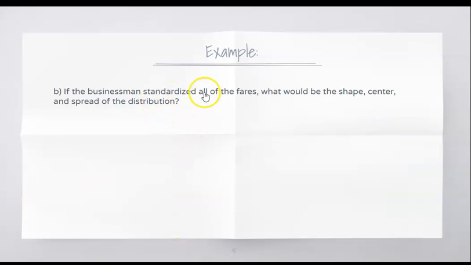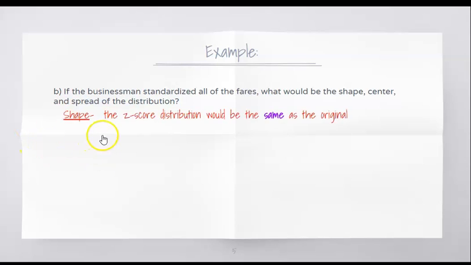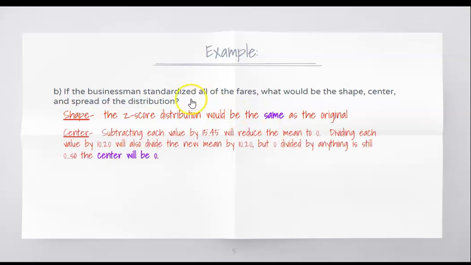Now, if the businessman standardized all the fares, that means he converted them all to z-scores. What would be the shape, the center, and the spread of the distribution? Let's think about what changes and when. The shape, if you remember from our charts, never changed, whether we added, subtracted, multiplied, or divided. So the z-score distribution would be the same as the original, and the original was right skewed in this case. The shape will always be the same as the original.